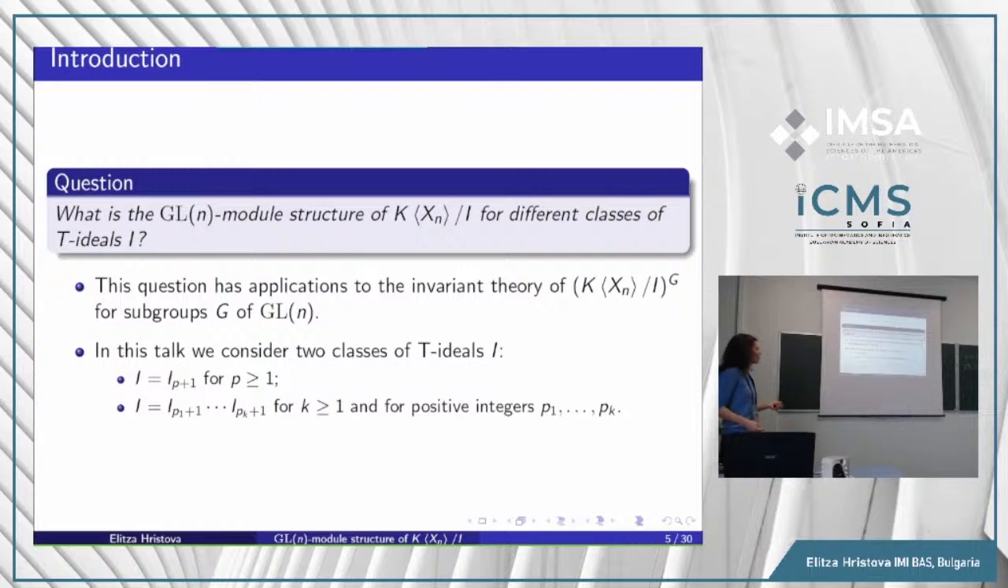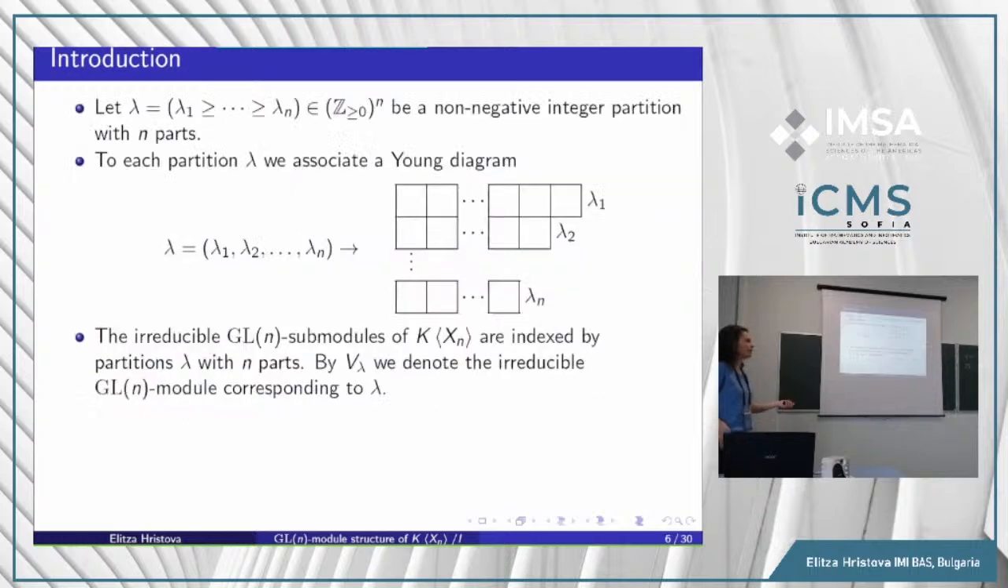Okay, and since we want to describe the structure of the GLN module, let us recall how we can actually index or identify GLN modules. So this is again a recall from basic representation theory. We start with a partition, which is just a weakly decreasing sequence of numbers. Here n will be important because this is the GLN, the n is the GLN. So we'll look for partitions with n parts.